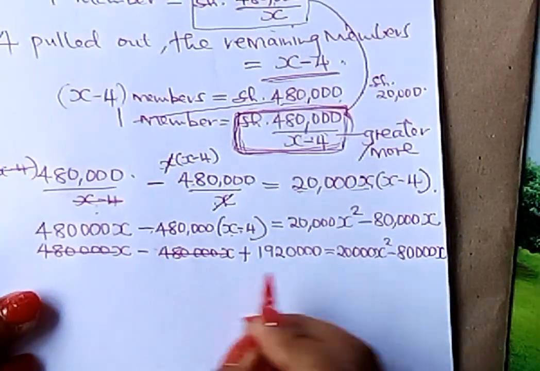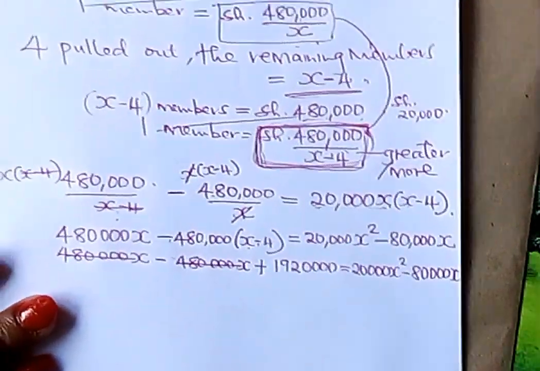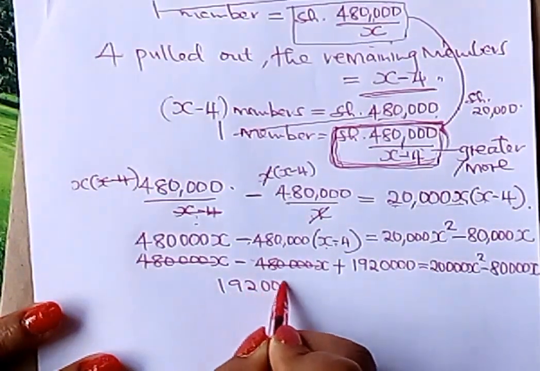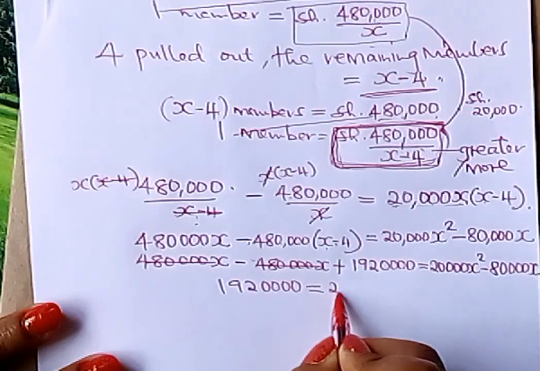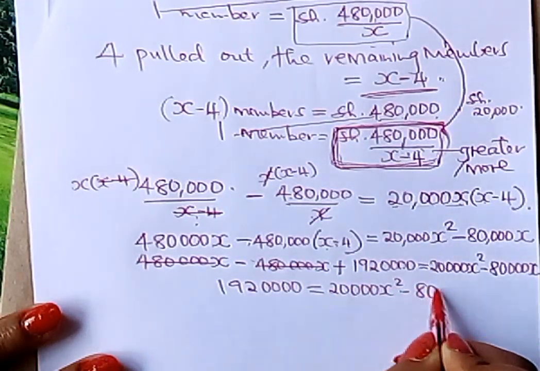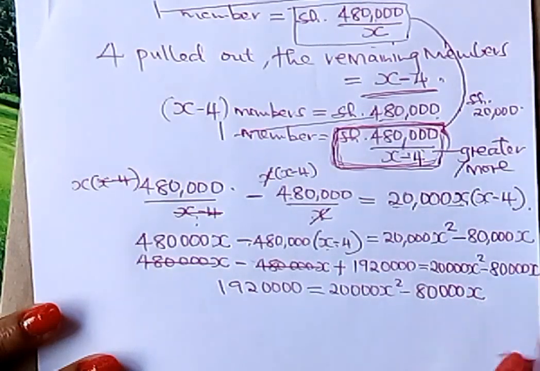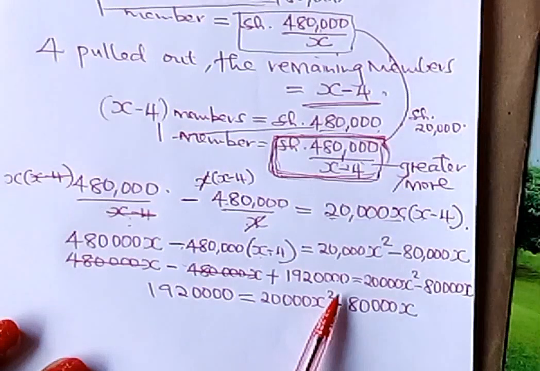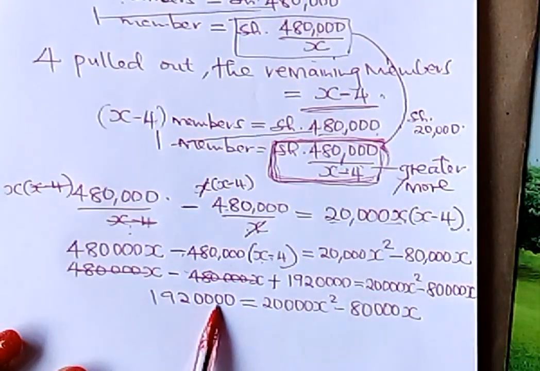So you are left with 192. Look at this. 192 with 4 zeros is equal to 20,000x squared minus 80,000x. There we are. This is quadratic. We have x squared there, we have x and we have a constant.